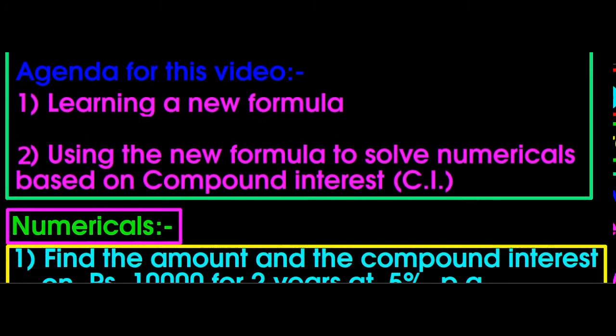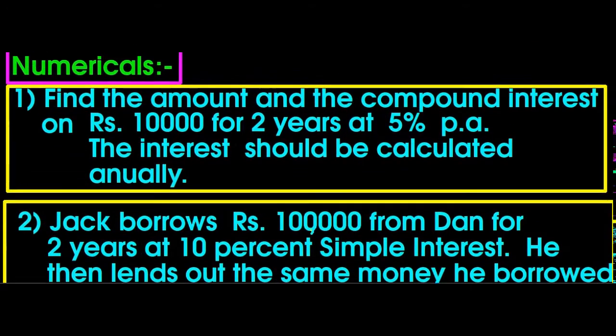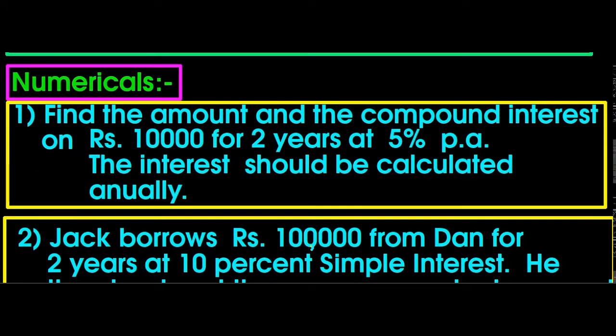So friends, the agenda for this video: we will be learning a new formula, and we will be using that new formula to solve numericals based on compound interest or CI. Numerical 1. Find the amount and the compound interest on rupees 10,000 for 2 years at 5% per annum. The interest should be calculated annually.